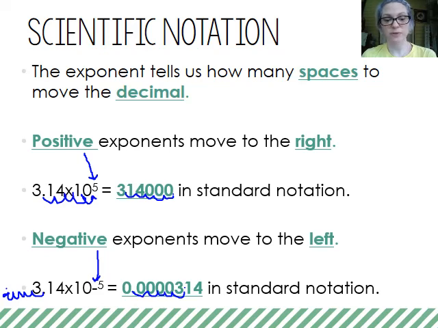So 3.14 times 10 to the negative 5th is actually 0.0000314. And 3.14 times 10 to the 5th is actually 314000. So it's much easier to write in scientific notation, and there will be times where we will use it in class.